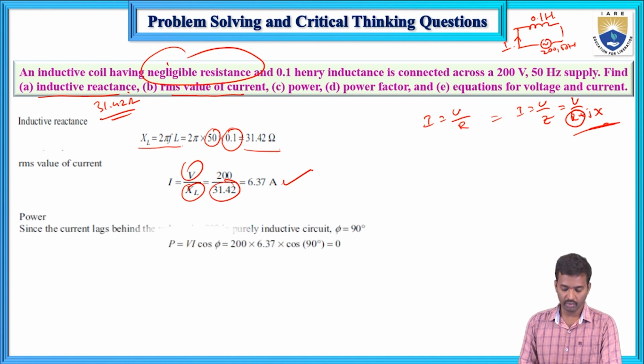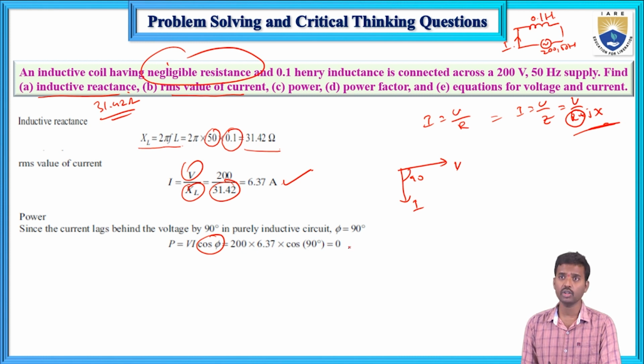Now what about the power? Power and power factor. Power equals VI cos phi, where phi is the angle between voltage and current. In the pure inductive case, current lags voltage by 90 degrees, or voltage leads current by 90 degrees. So the angle between voltage and current is 90. Here the true power is VI cos phi. In the previous case cos phi was 1, but in this case cos phi is 0. Cos 90 is 0, which means the power consumed in the pure inductive case is 0.